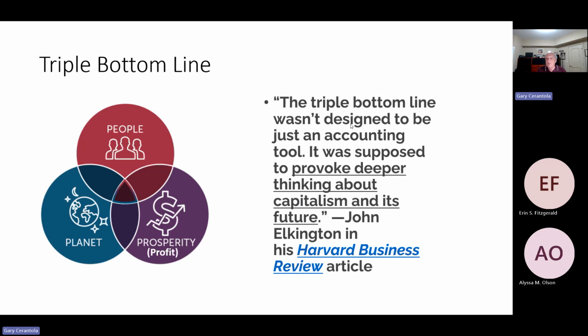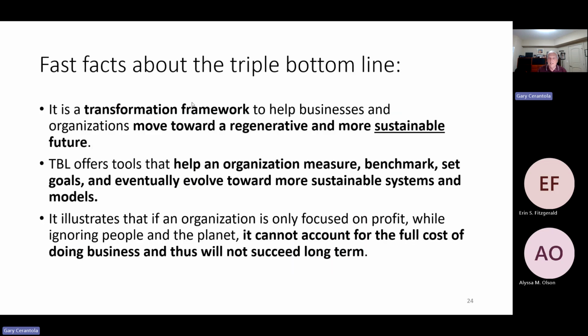Okay, so the thing is, is it a silver bullet? It's tough. It's hard, but it does provoke deeper thinking about capitalism and the future of capitalism. Are we doing the right things? Are we being good ancestors? So consider it as a transformation framework.